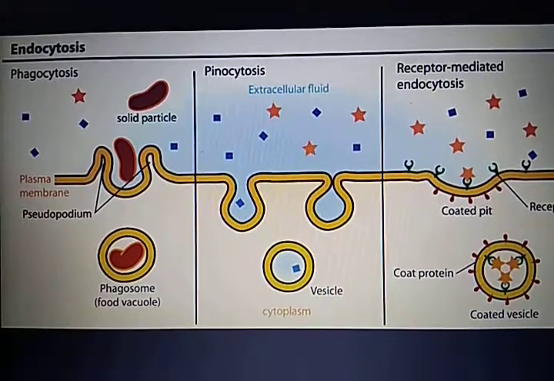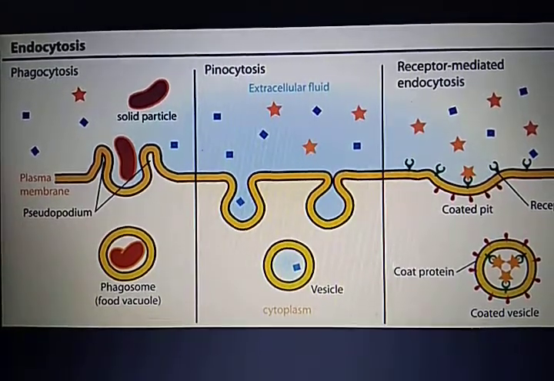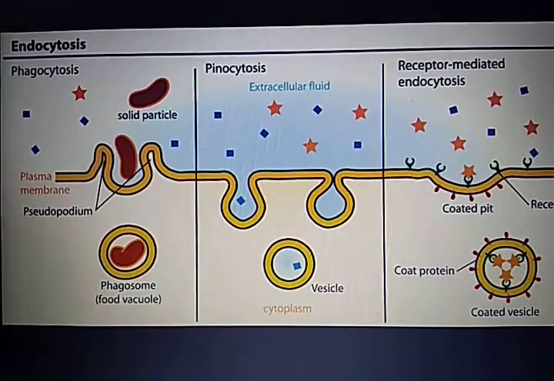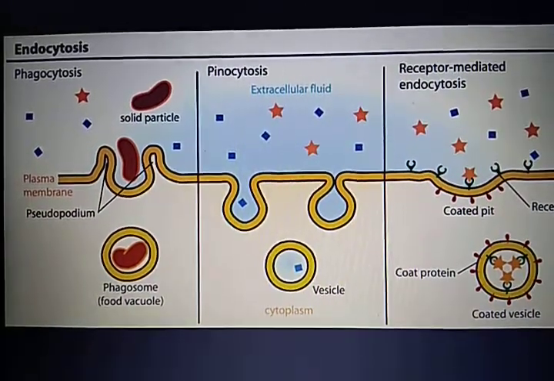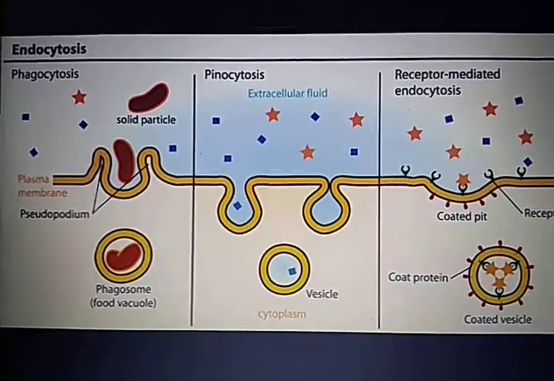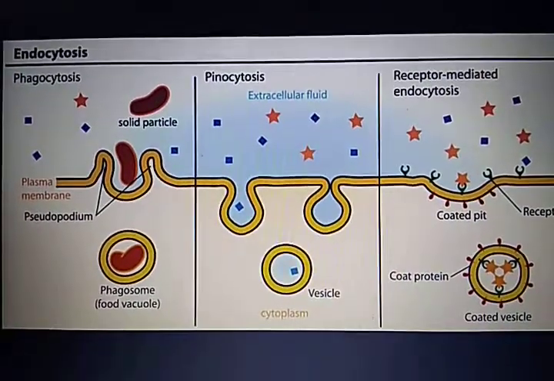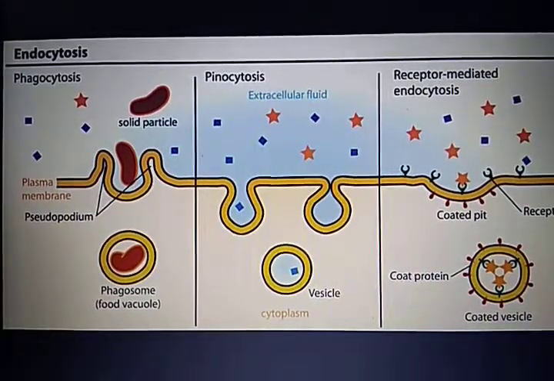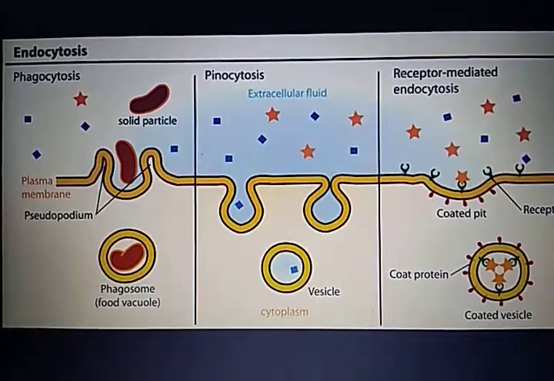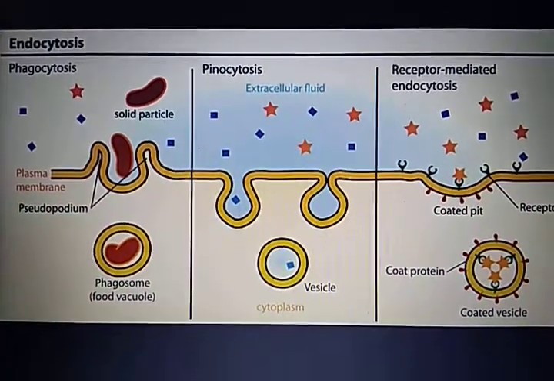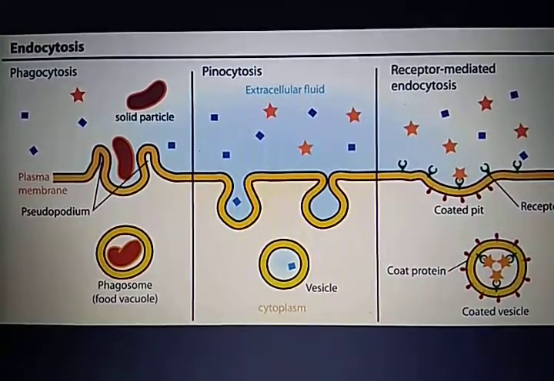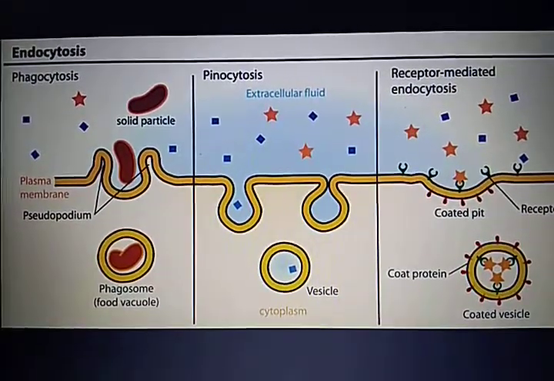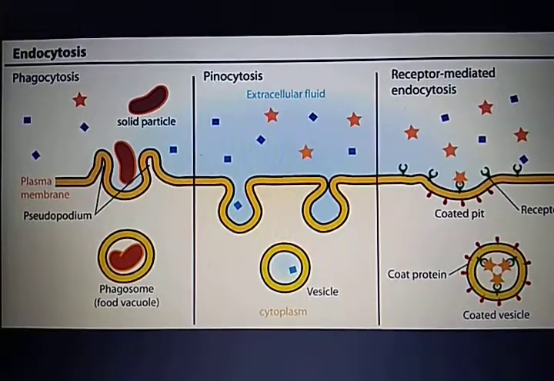Welcome all. In the previous video, we understood the functions of the plasma membrane as a transporter on the basis of energy. In this video, we will understand several other functions of the plasma membrane, such as endocytosis and exocytosis. What is endocytosis? Endocytosis is the process by which the plasma membrane engulfs something inside the cell.